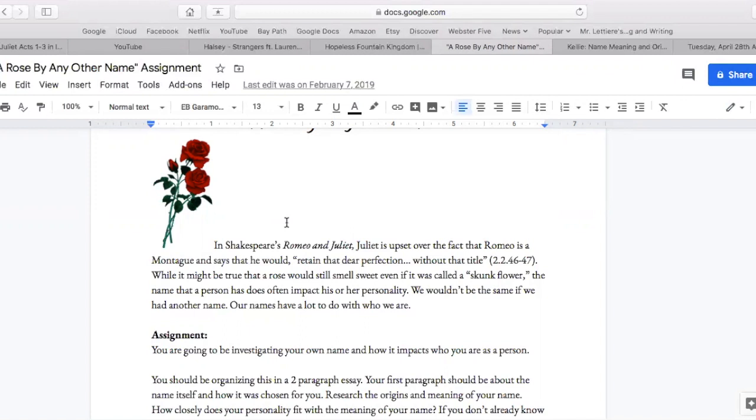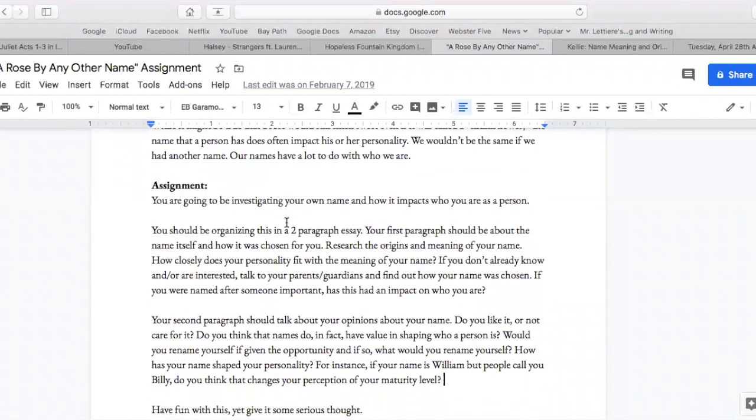While it might be true that a rose would still smell sweet even if it was called a skunk flower, the name that a person has does often impact his or her personality. We wouldn't be the same if we had another name, perhaps some say. Our names have a lot to do with who we are. And so for this assignment, you're going to be investigating your own name and how it impacts who you are as a person. You should be organizing this into a 2 paragraph essay.